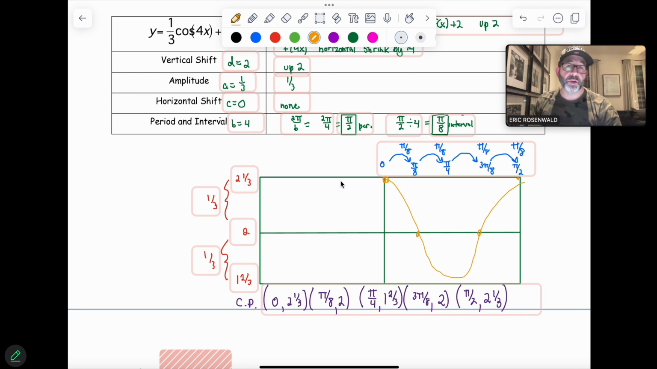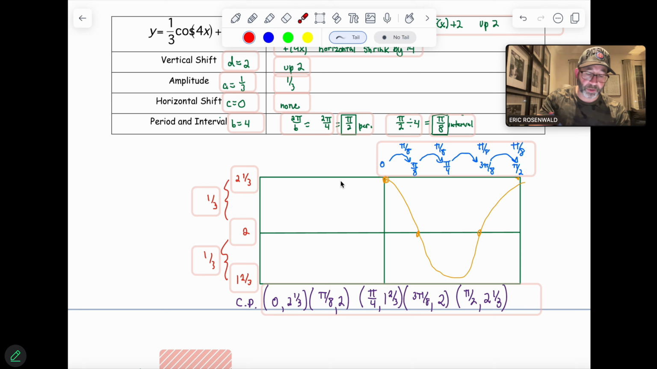And then if I looked at the critical points for this, you can see we go 0 and then 2 and 1/3. That's that first spot that's right here. And then for the next one, we go pi over 8, 2. So I'm going to go right pi over 8 and then to 2 right here. Okay. And then I'll continue going to the right pi over 4, and I go down to 1 2/3, and so on and so forth.